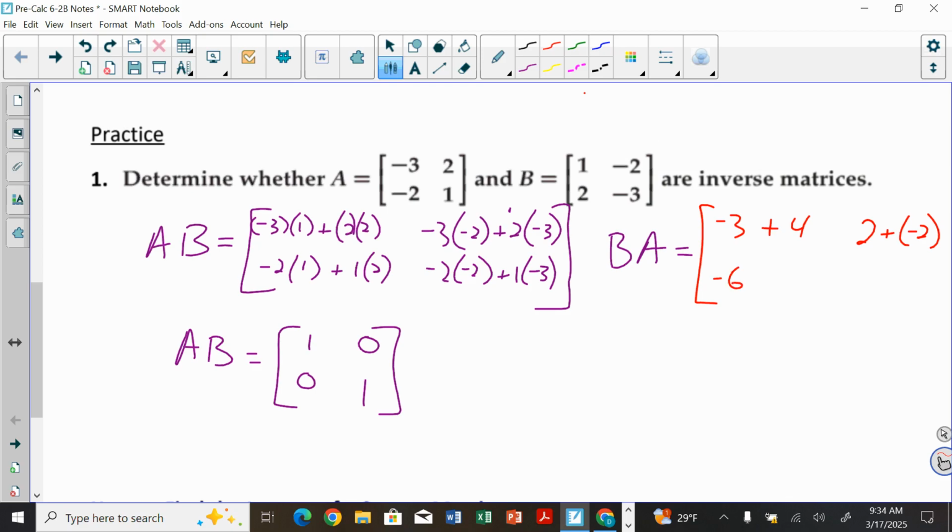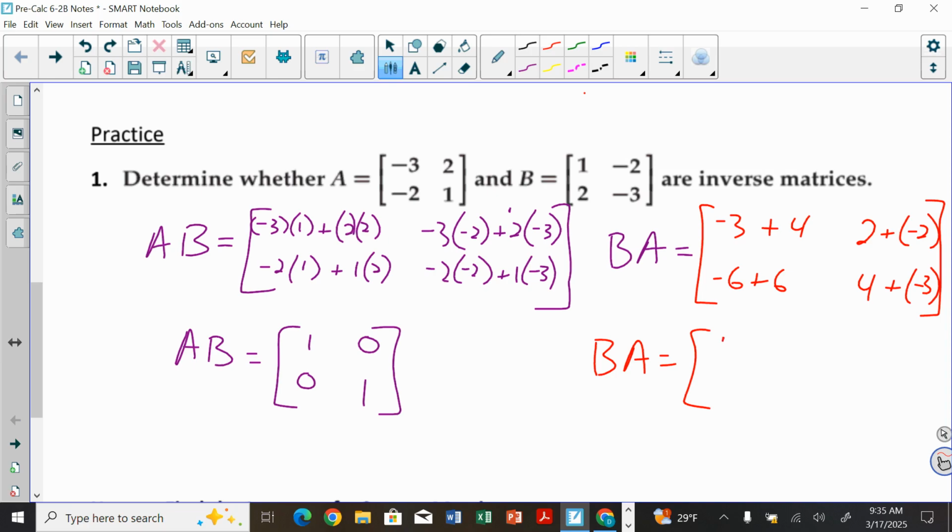Down here, you'd have negative 6 plus 6 when you multiply. And over here, you're going to have 4 plus a negative 3. Now, you might not be able to do that without doing the extra steps. Just go for it, okay? If you can. Just be careful with your multiplying and additions of positives and negatives.